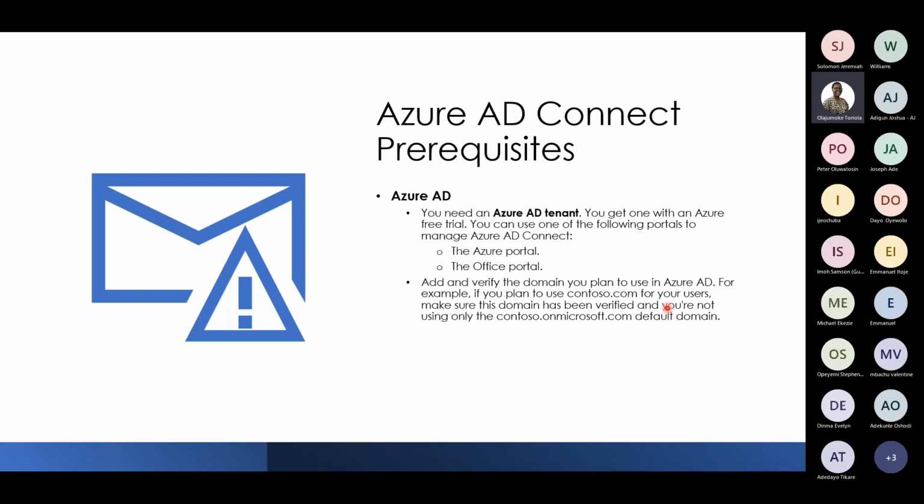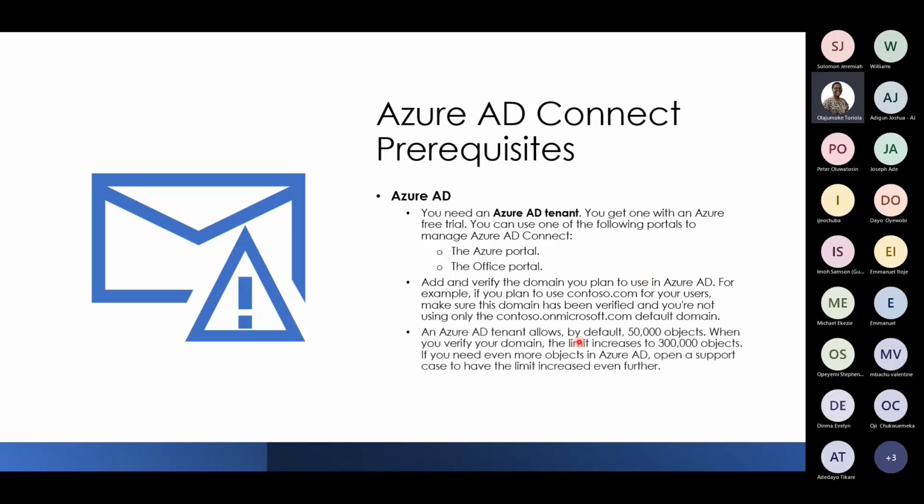It's actually very important. If you install Azure AD Connect and Active Directory together, you can practice how you synchronize with a custom domain name. So you must be sure that you add and verify the custom domain you plan to use in Azure AD. For example, if you plan to use contosol.com for your users, make sure that this domain has been verified, and you are not using only contosol.onmicrosoft.com as your default domain, which is very important.